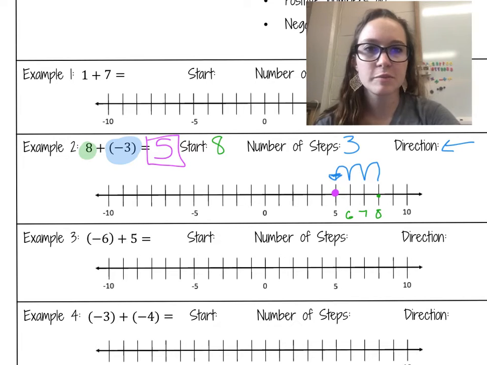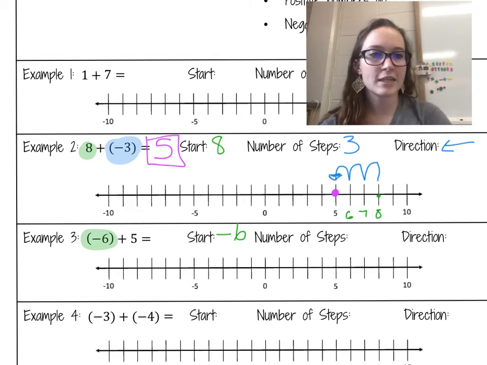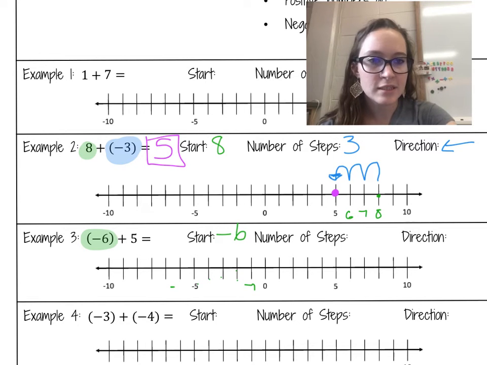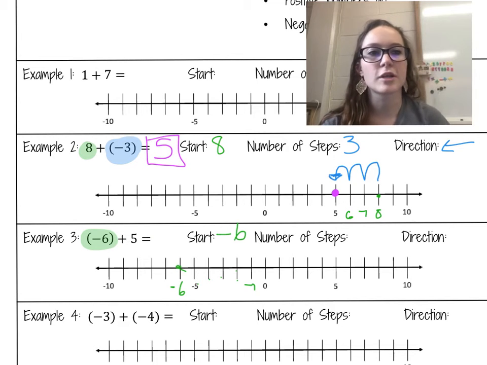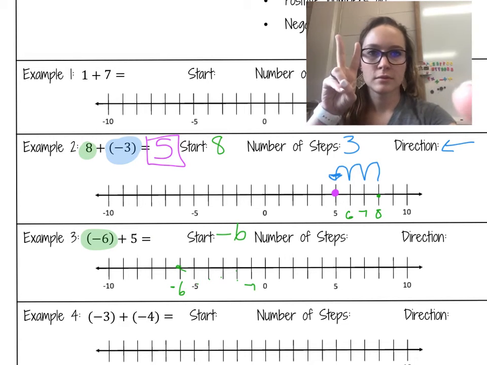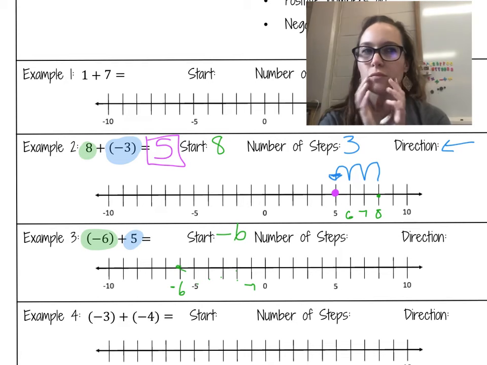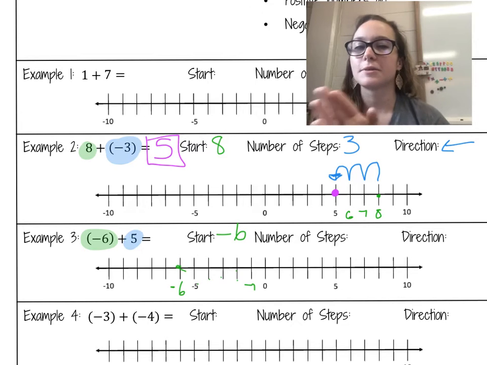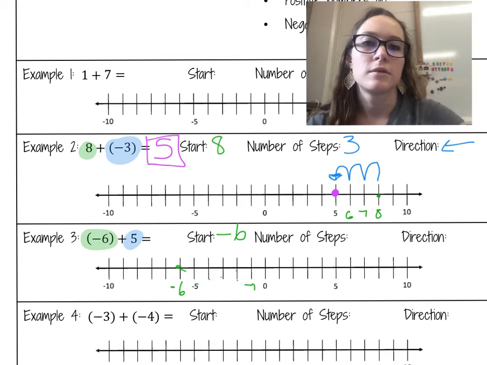All right, example 3. My first number tells me where to start. So 6. Sorry, negative 6. Negative 6 plus 5. So I'm going to start at negative 6. So if this is negative 1, negative 2, negative 3, negative 4, negative 5, that means that this one is negative 6. So put a little dot there. That's where I'm starting. The second number, 5, is it positive or negative? It doesn't say, so it's an invisible positive. Tells me how many steps.